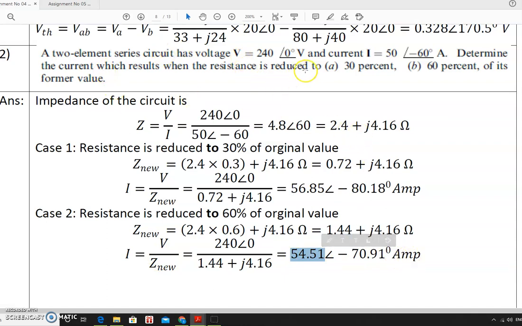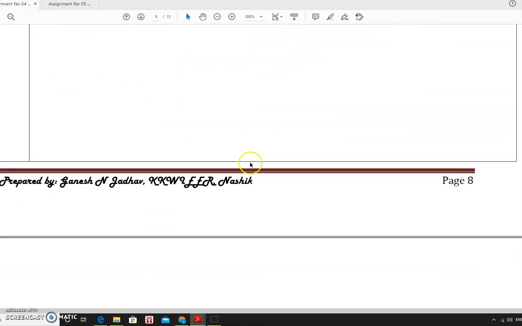Suppose in this problem it was given "reduced by 30%" instead of "reduced to 30%". Reduced by 30% means the new value will be 2.4 into 0.7, because 30% is reduced. And reduced by 60% means 2.4 into 0.4, if it were given by, but here it is given to. So look at the words carefully when solving the problem.